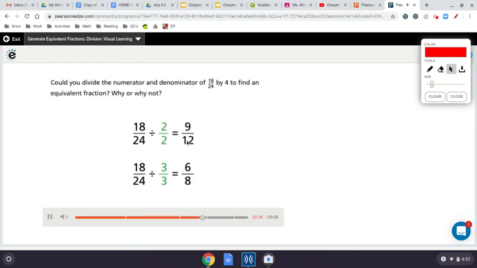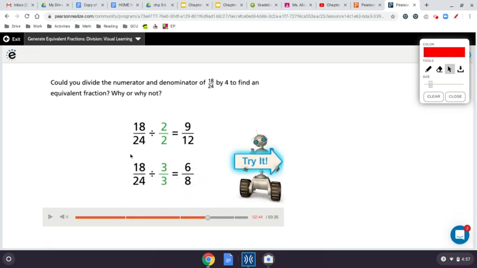Could you divide the numerator and denominator of 18 24ths by 4 to find an equivalent fraction? Why or why not? So I have to really think about this. Can I do 18 divided by 4 and can I do 24 divided by 4? Well, I know I can do 24 divided by 4. That would give me 6. 18 divided by 4. There's nothing. 4 times nothing will give me 18. That's not going to be an even fact with no remainder. If I did 18 divided by 4, I would actually have a remainder there. So that doesn't work. The answer there would be no.